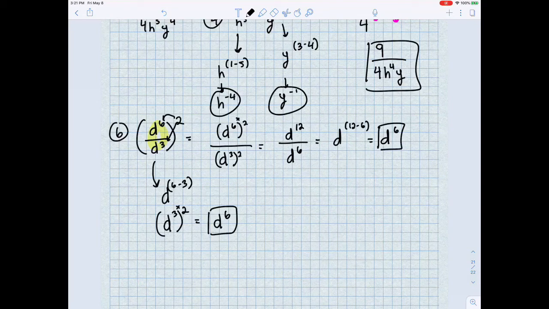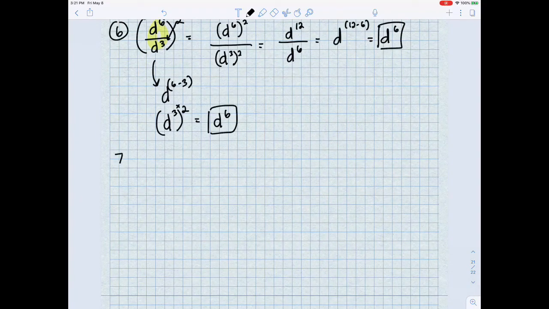Let's do one more of these power rules here. Okay, let's do a little bit more of a challenging one. So I have 2c squared all over 3c to the 5th h to the 4th, and that is all raised to the second power.